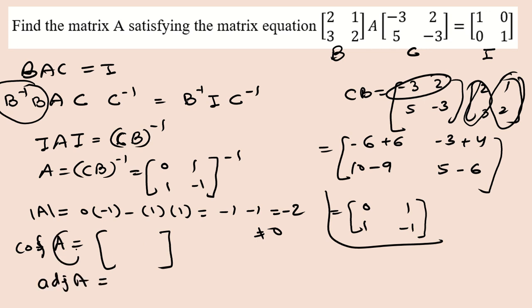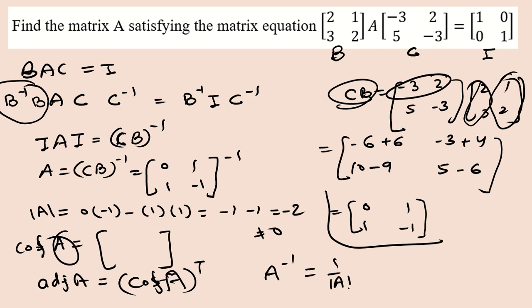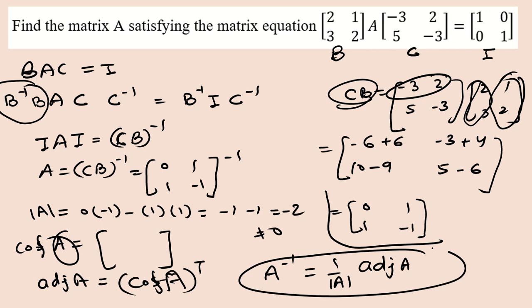I am writing A here, but because this is CB, it is not exactly A, okay. So the adjoint of A will be the transpose of the cofactor matrix. And then what will be A inverse? A inverse is 1 over the determinant of A times the adjoint of A. Like this, you can find the value of this inverse matrix and you can complete the question, okay?